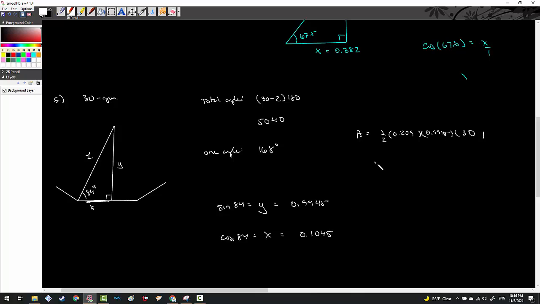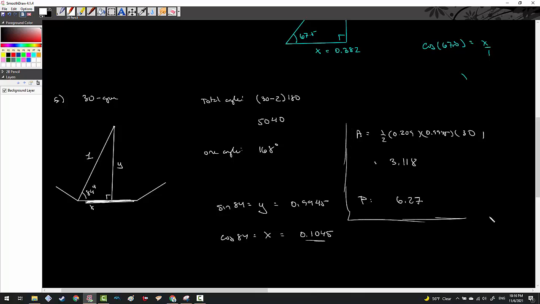So it looks like I'm getting 3.118 for my area. And the perimeter is going to be, looks like this number here, so this 0.1045 times 2. That's going to give me the whole thing. Now I'm going to go and multiply him by 30 and see what happens. I get 6.27.